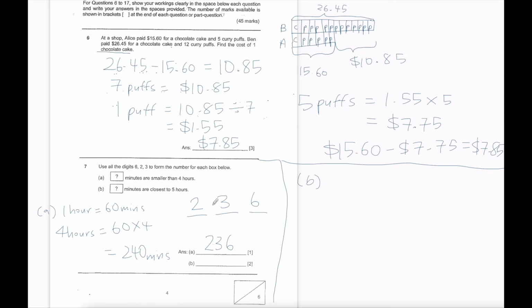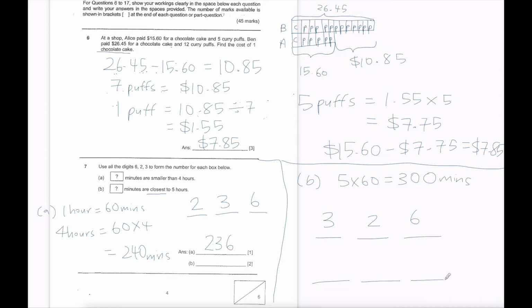How many minutes are closest to 5 hours? So 5 hours will just be 5 times 60, which is 300 minutes. Okay, so which one can I form so that it's closest to 5 hours? When they say closest, they didn't mean smaller. So it can actually be bigger than 300. Okay, so let's start with 3, and then we can put 2, 6. Okay, because this will be the closest.